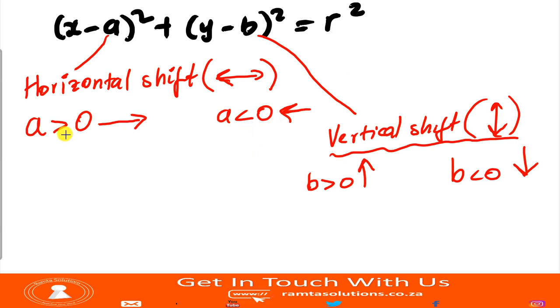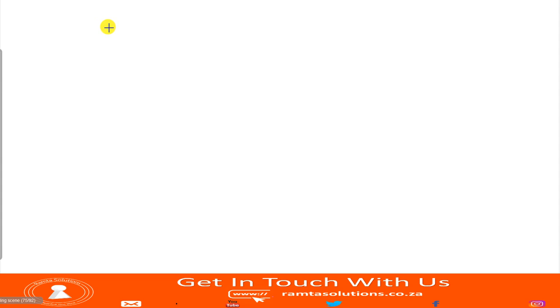Okay, guys? So remember, when A is positive, your circle shifts to the right. When A is negative, it shifts to the left. When B is positive, it shifts up. When B is negative, it shifts down. Okay? Perfect. Now, we have derived the formula that we use normally.